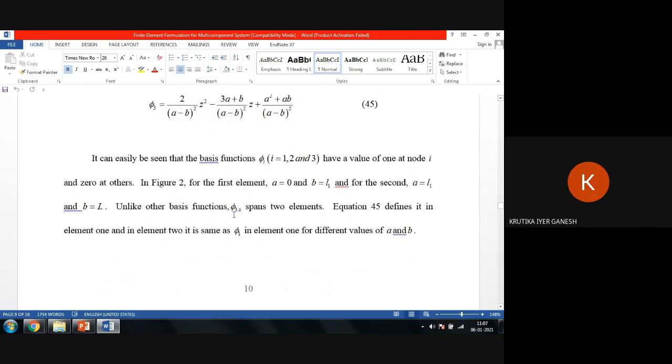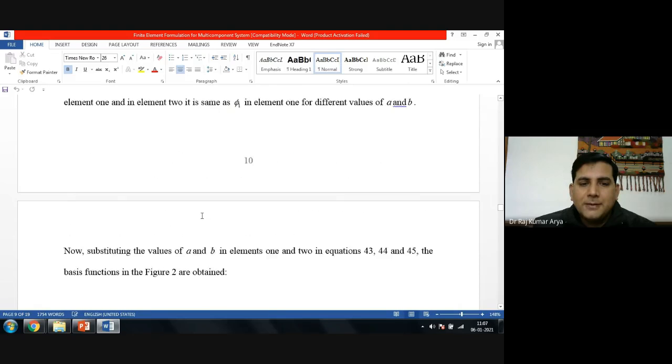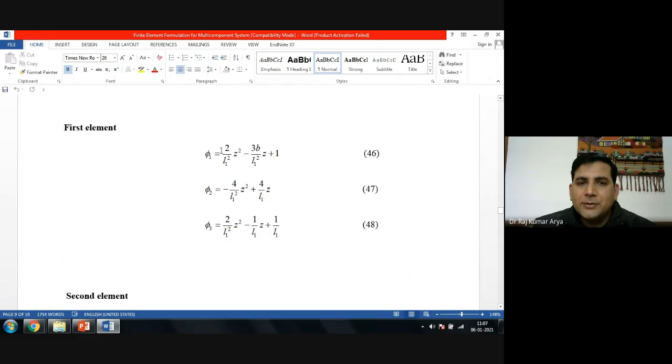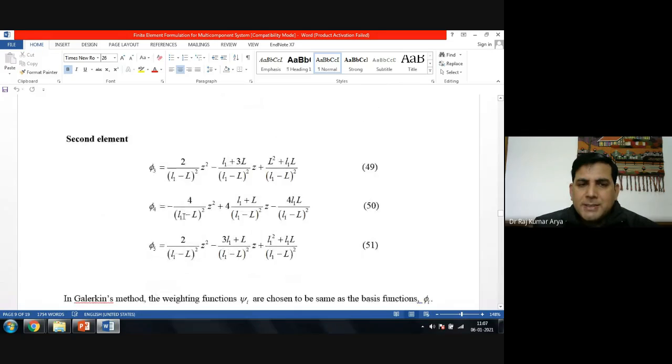Now, if you want to change it for 0 to L1, your equation would become something like this. This would be the equation of phi 1, this would be the equation of phi 2, and this would be the equation of phi 3. Same thing, you can change from L1 to L. So your A would become L1 and your B would become capital L. So these would be your equations for phi 3, phi 4, phi 5, meaning element number 2.